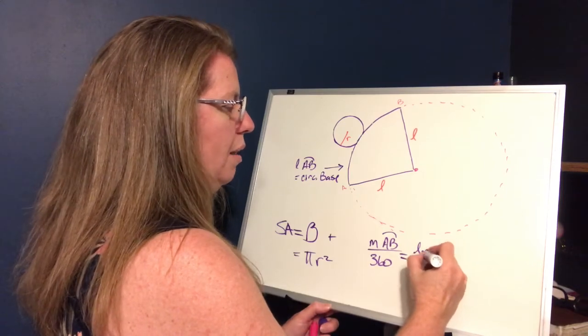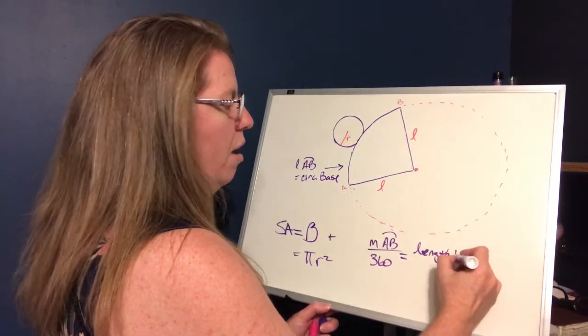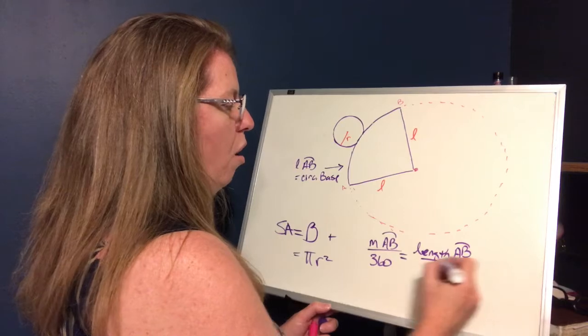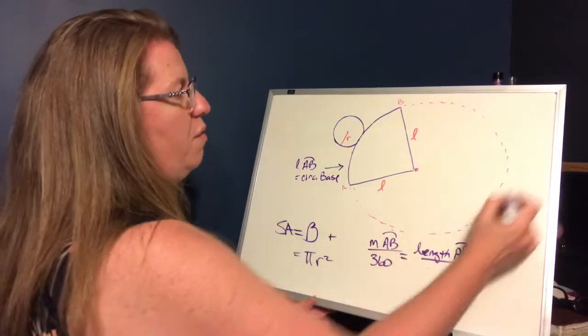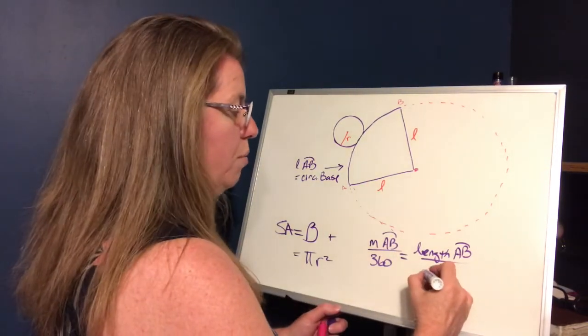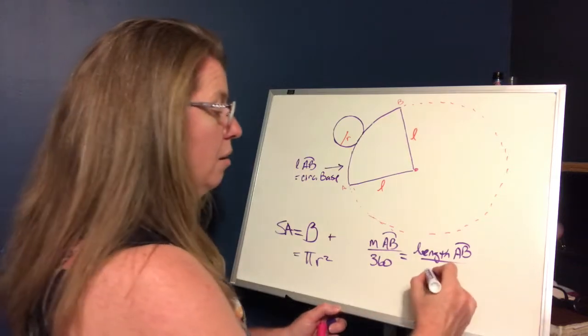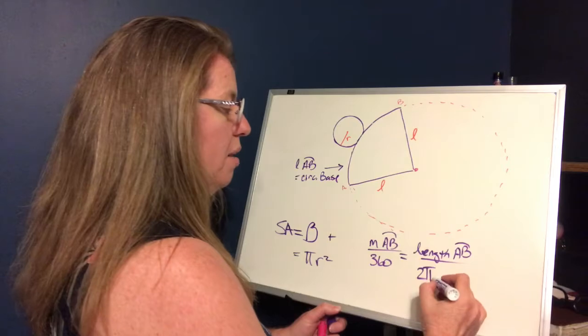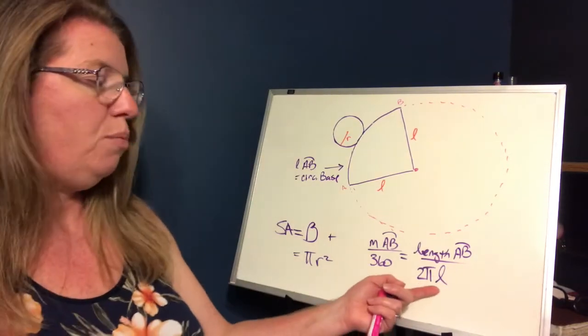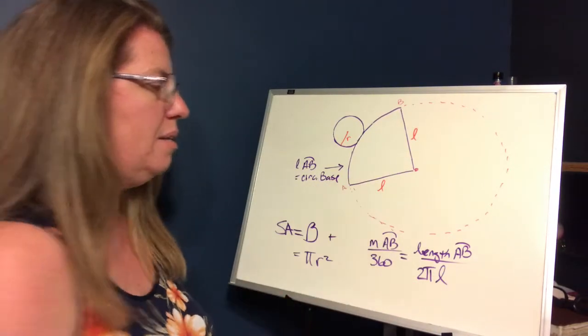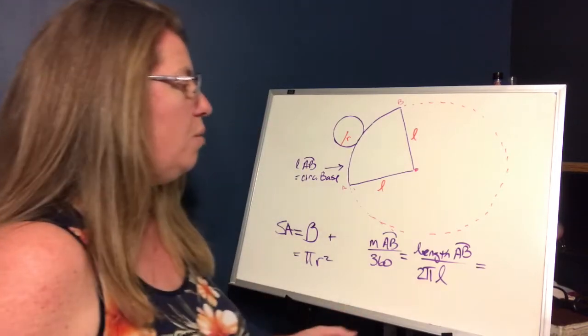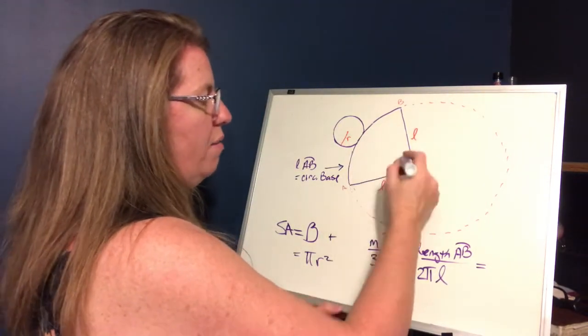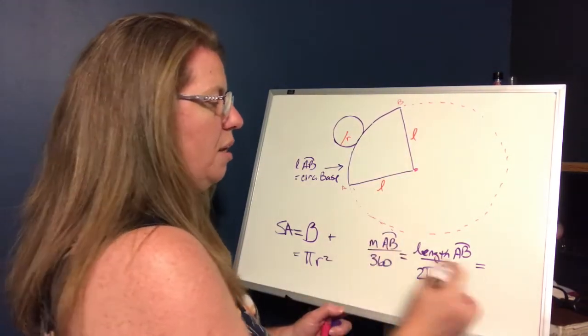So we'll say the length of AB over the circumference of this circle, which would be 2 pi L, because my radius of this circle is L. 2 pi instead of 2 pi R, 2 pi L, because my radius is L. And that also equals the area of the sector, because it's the same fraction.